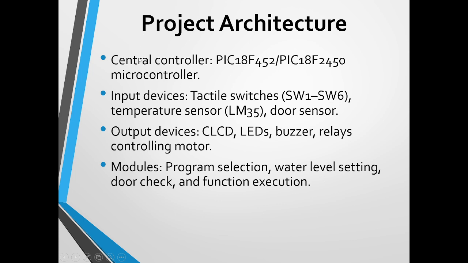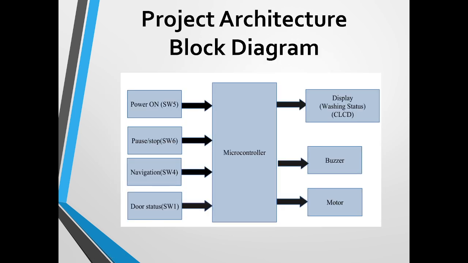So the project architecture includes a central controller, different input devices like switches, temperature sensor, door sensor, output devices like LCD, relays, then modules for program selection, water level setting, door check, and function execution. So this is the project architecture block diagram which we already discussed. Like, the microcontroller is the central controller. It is the heart of the system.